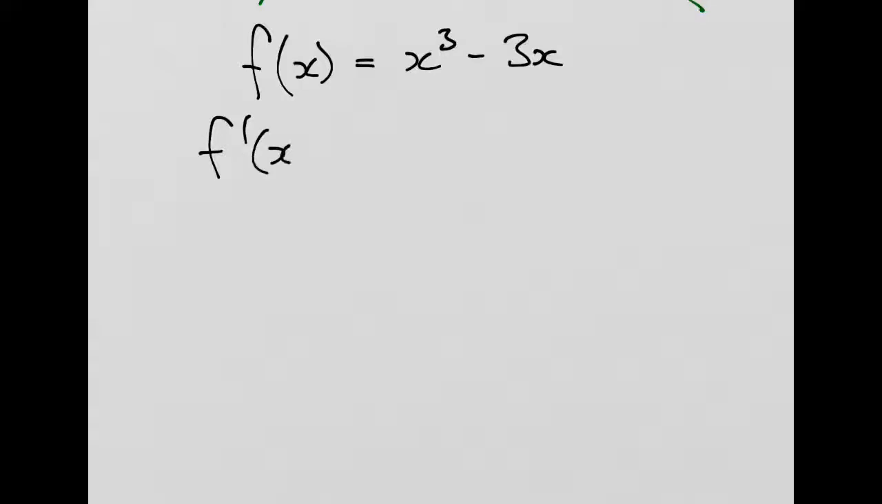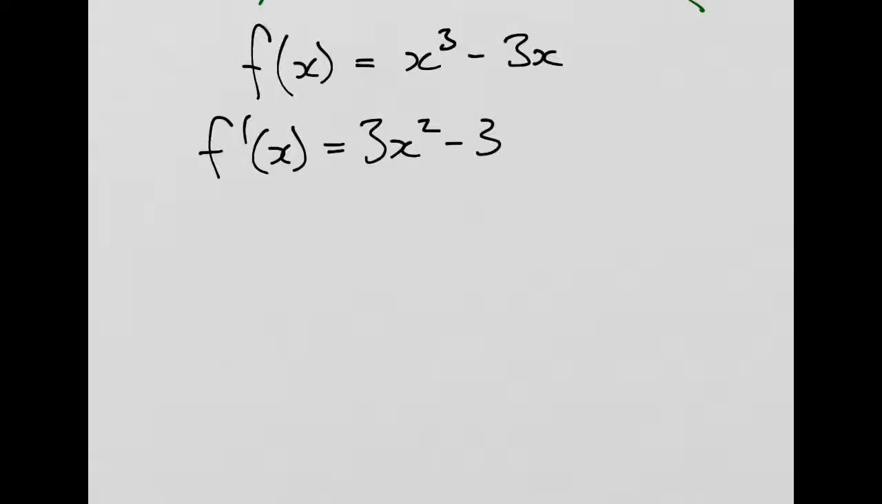Let's look at the function f of x equal to x cubed minus 3x. So, what's our first step that we need to do? Our first step would be to find the derivative. So f prime of x is going to be equal to 3x squared minus 3.